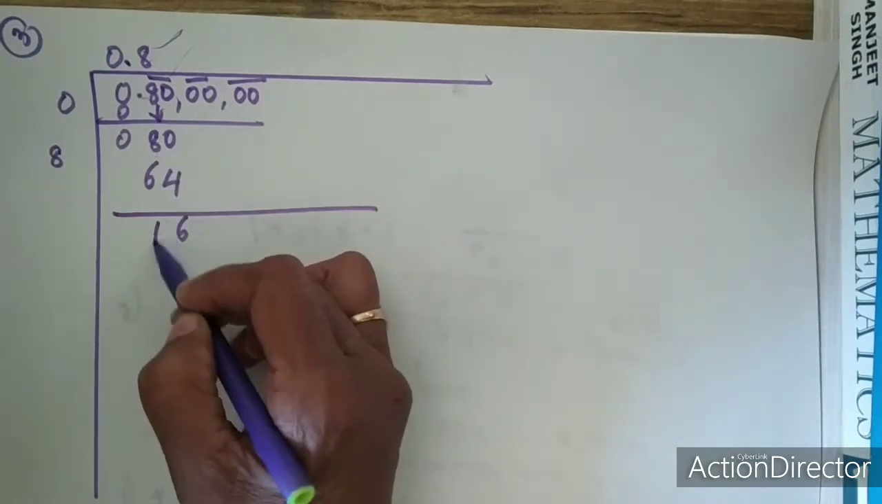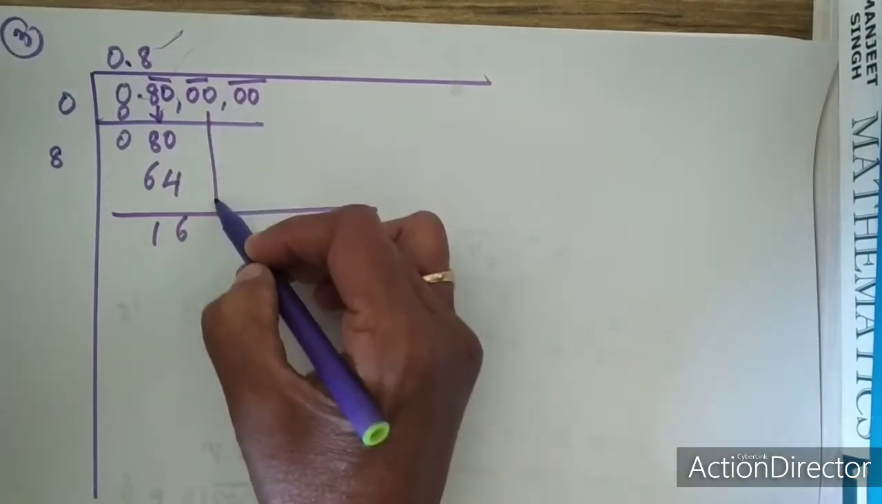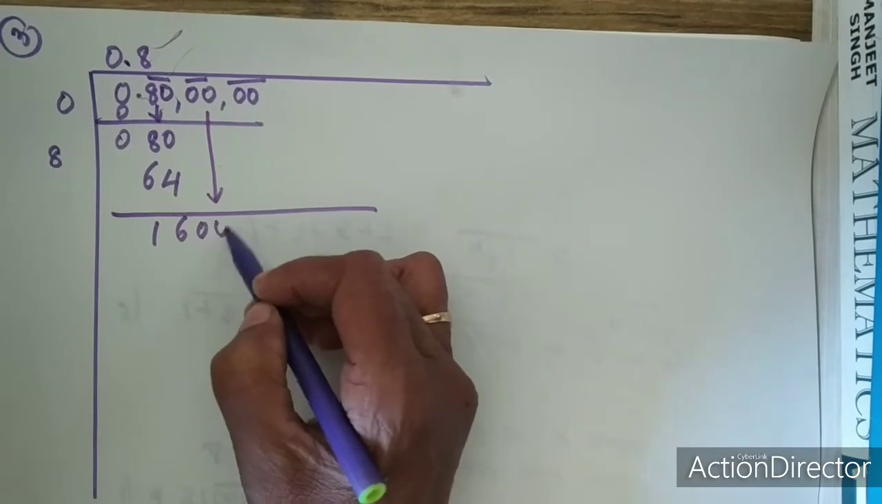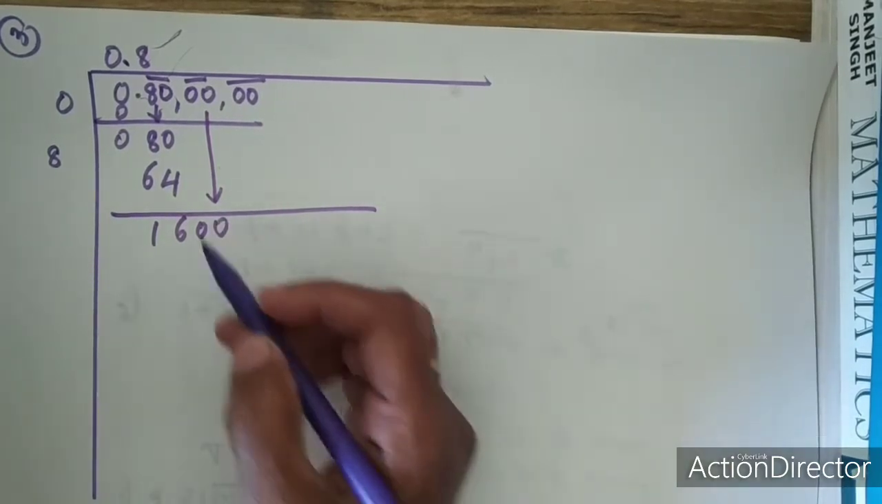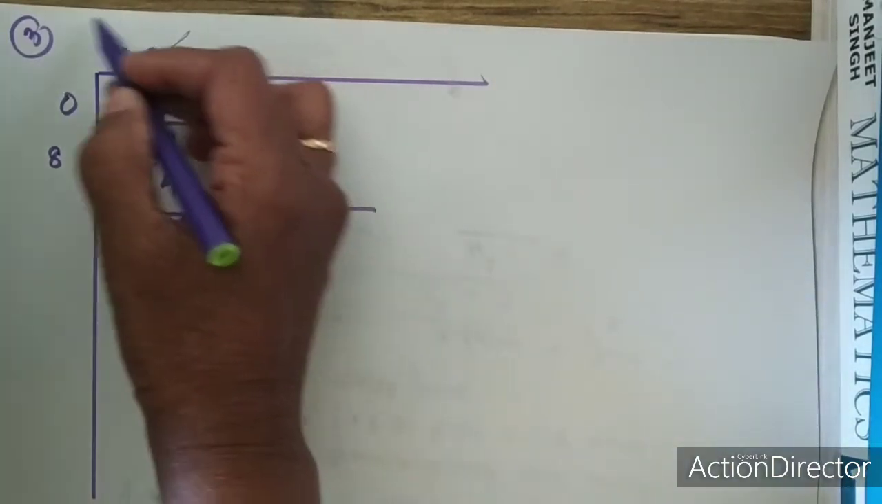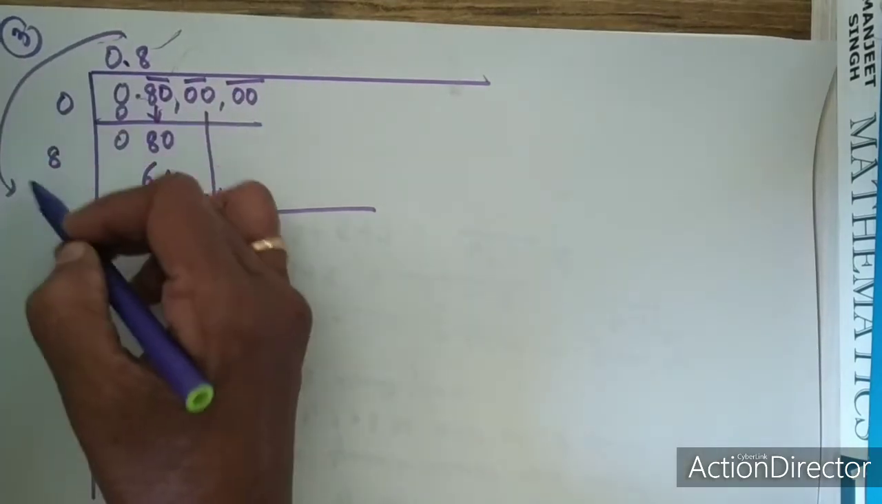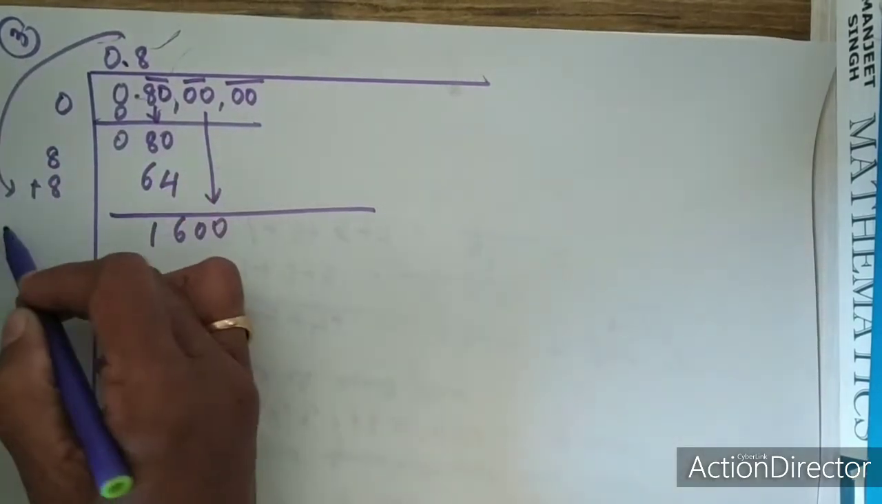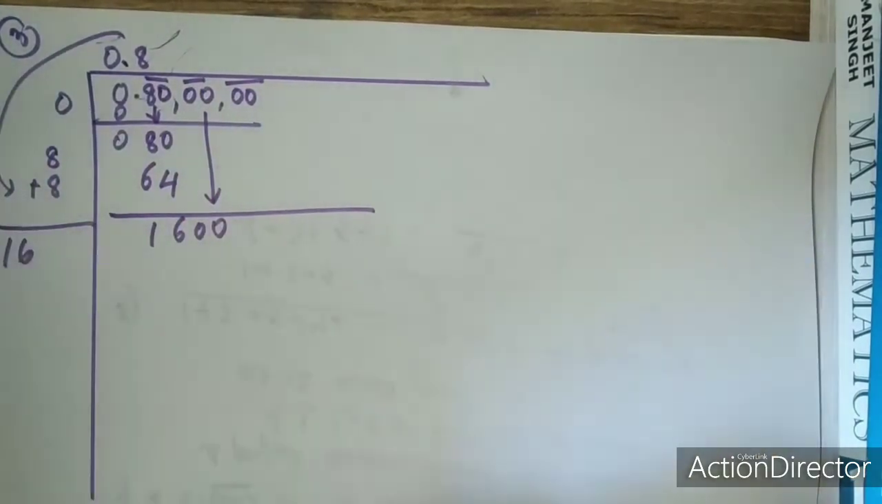7 minus 6 is 1. Now drop down the next two digits, which is 0, 0. Now this 8, I am going to add it over here. So 8 plus 8 is 16.